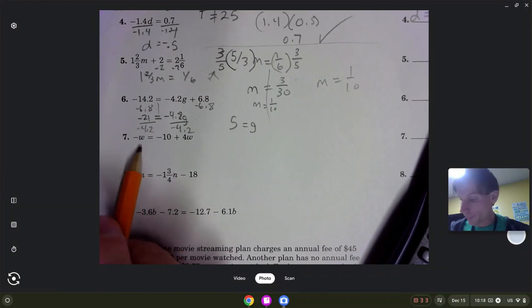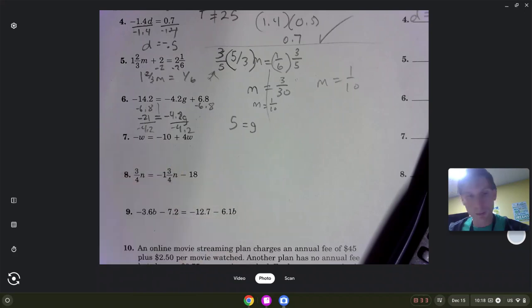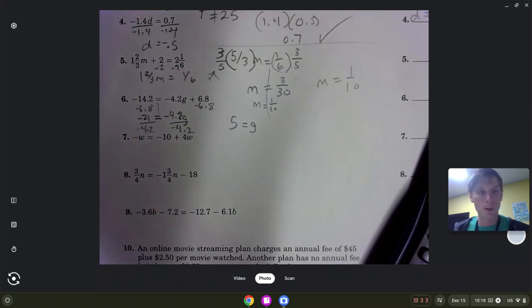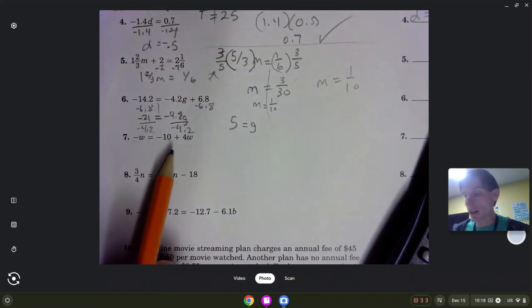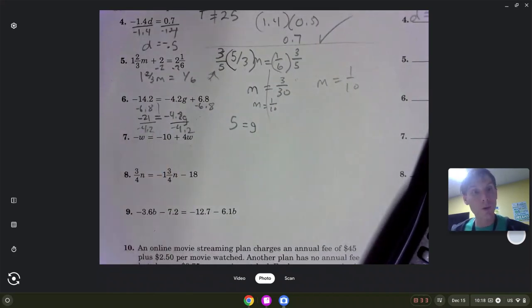All right. We have the opposite of w equals negative 10 plus 4w. Now this is one where you have variables on both sides of the equation. So thinking about the don't call me after midnight: distribute. Nothing to distribute. Combine like terms. Nothing to combine like terms on each side. Then we're up to move the variable.